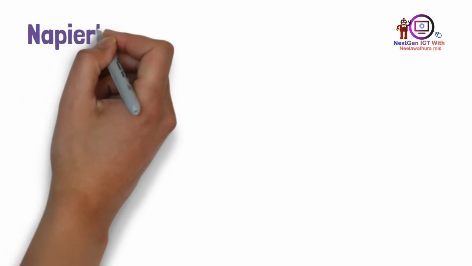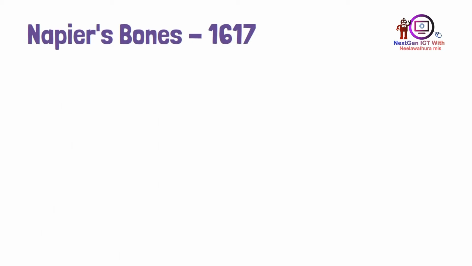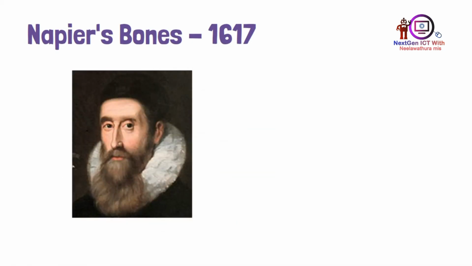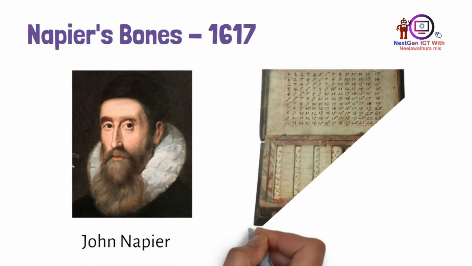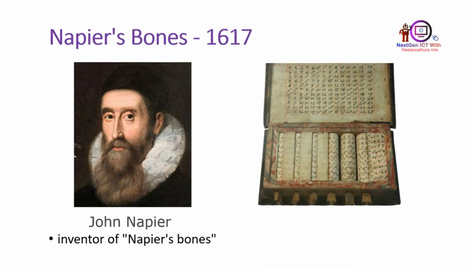Napier's bones, 1617. It was a manually operated calculating device, which was invented by John Napier (1550 to 1617) of Merchiston. In this calculating tool, he used 9 different ivory strips or bones marked with numbers to multiply and divide. So, the tool became known as Napier's bones. It was also the first machine to use the decimal point.